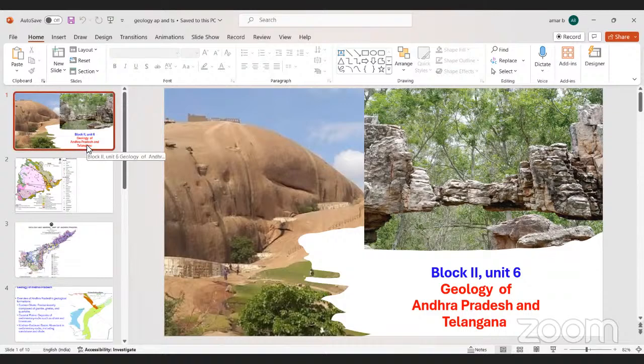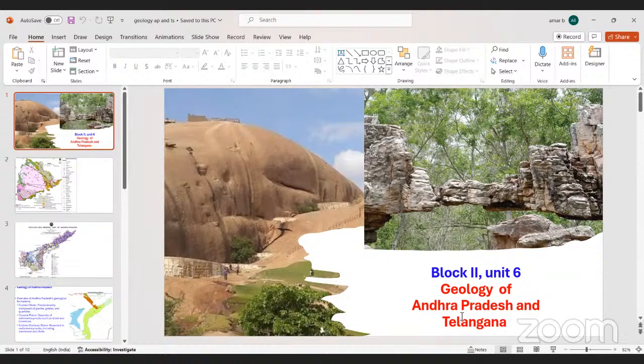And in the part 2 presentation also, we have covered the southern part of India, peninsular India, rock types and geological and stratigraphical importance. And in part 3, this is the third presentation, which covers the geology of Andhra Pradesh and Telangana with their rock types and mineral resources, their stratigraphic importance, and tourism importance because of rock types.